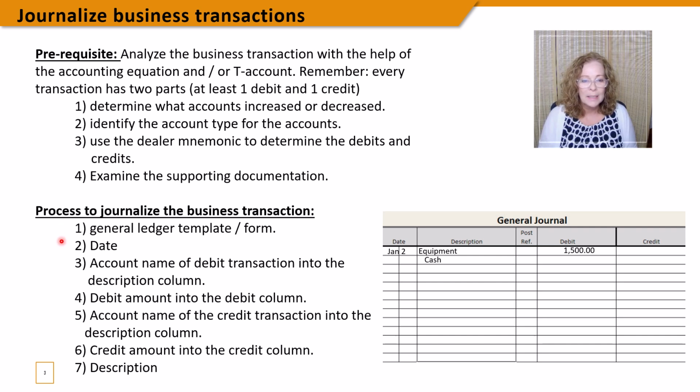You'd enter the date into the date column, the account name of the account you want to debit, followed by entering the debit amount into the debit column. On the second line, you'd slightly indent and enter the account name of the credit transaction into the description column. Then enter the credit amount into the credit column. And finally, enter a short but concise description on the third line into the description column. Let's practice this concept with the help of Eli's Consulting Services.